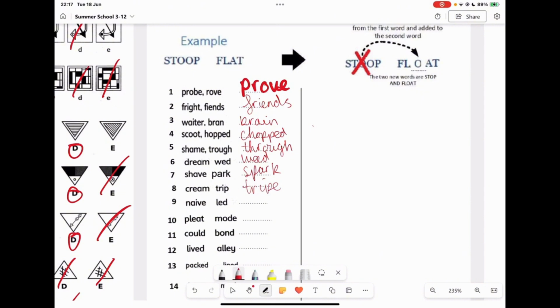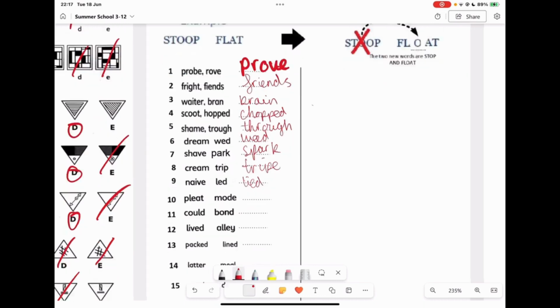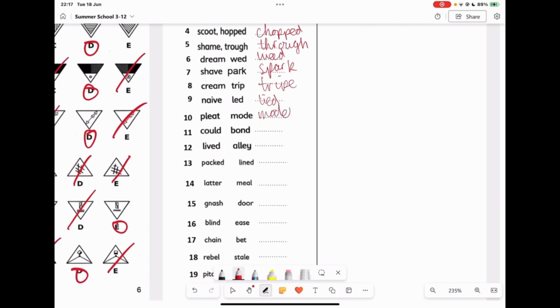Naive and lead will be, or we'll have knave and lied. Pleat and mow, we will have Pete and model, so model. Could and bond will have bound. Lived and alley will have valley. For packed and lined, we are going to have paste and linked.